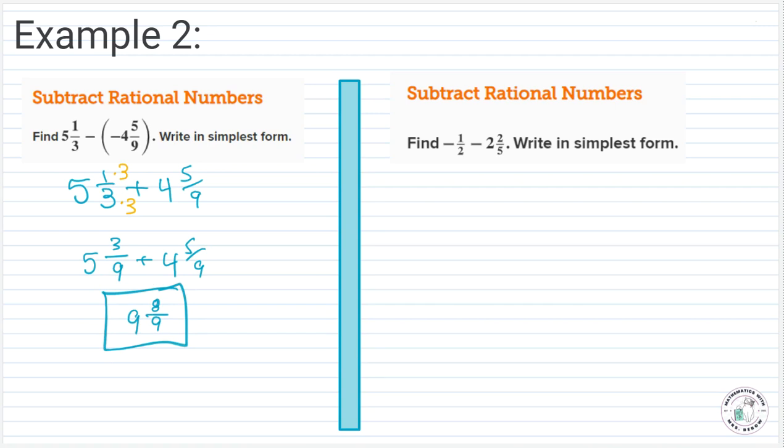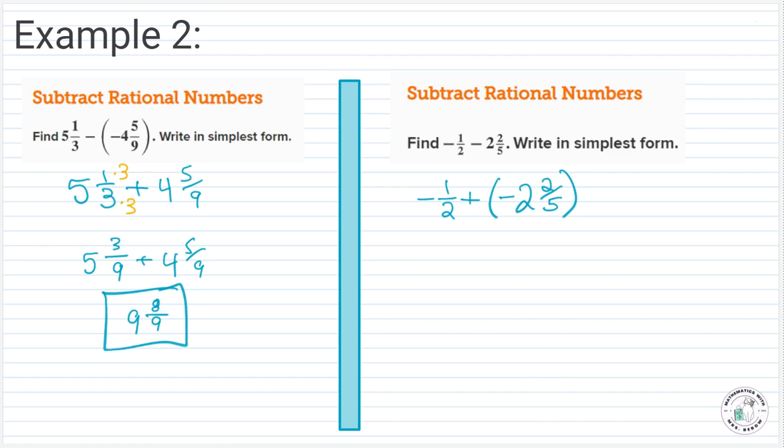Now for the one on the right-hand side, it says we're going to find -1/2 minus 2 and 2/5, again writing our answer in simplest form. When we do this one, before we worry about a common denominator, just worry about keep, change, change. So keep the -1/2, change the subtraction to addition, and then that 2 and 2/5 is going to become -2 and 2/5. Again, a really nice question because we actually have the same sign, so we're going to add like normal and keep the sign.